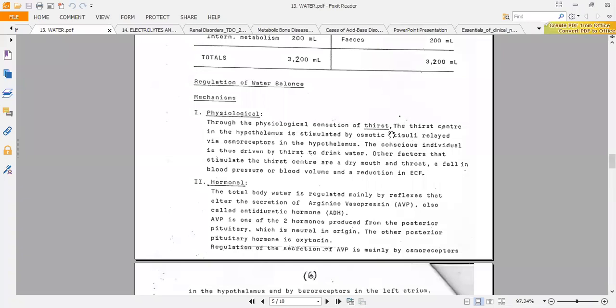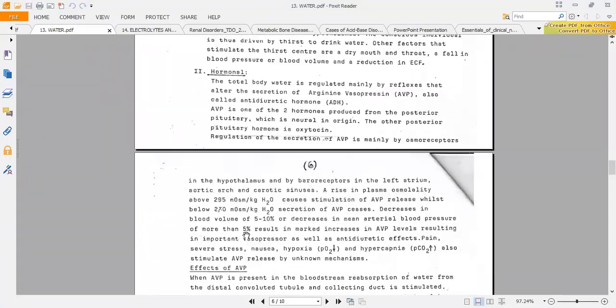Now we know that vasopressin is produced in the hypothalamus, but it is secreted via the posterior pituitary. So you have to get it clear that it's not produced in the posterior pituitary. As the slide is saying, it's produced in the hypothalamus but secreted via the posterior pituitary.